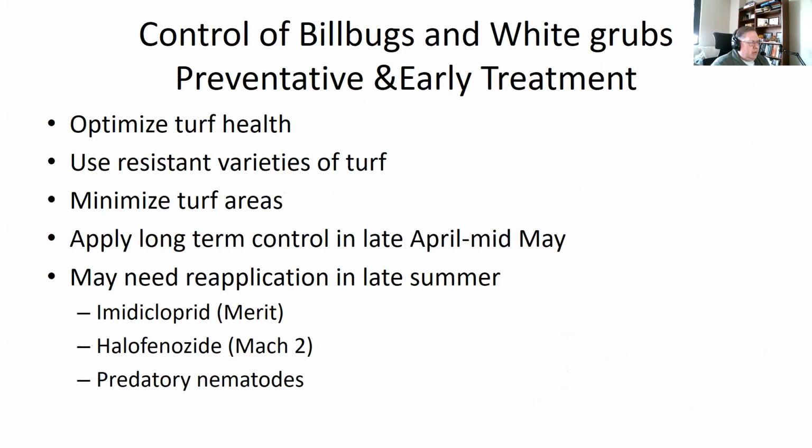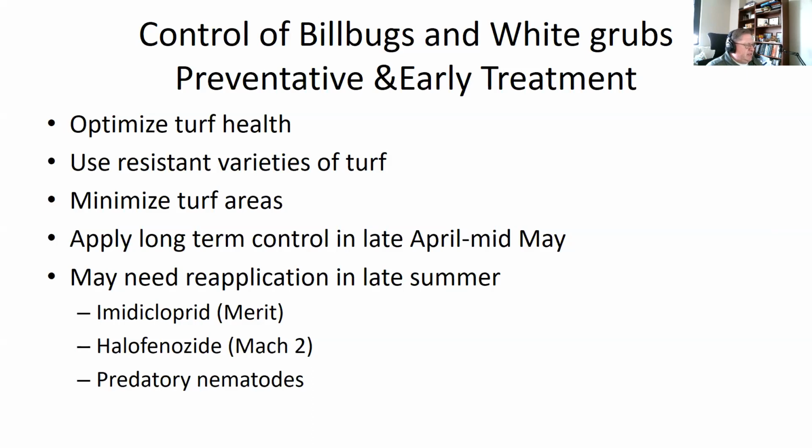So as we've talked about earlier, optimize your turf health. Sometimes you can find resistant grass varieties. If you have really bad problems, you can start to top dress. A lot of times, though, you do need to do a preventative if you've had a lot of problems. There's several available. Imidacloprid is the most common, or Merit, that you would put down sometime in late April to mid-May, depending on the weather.